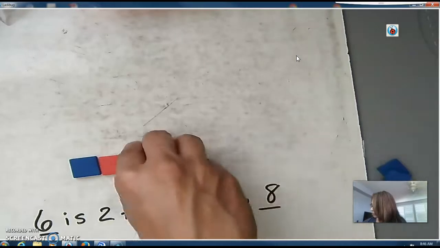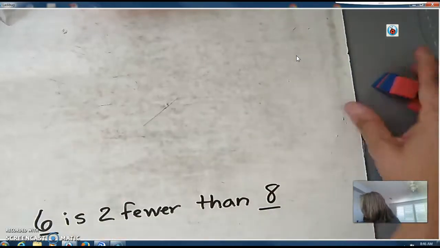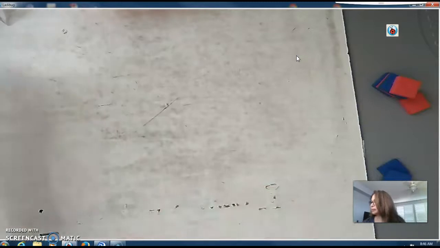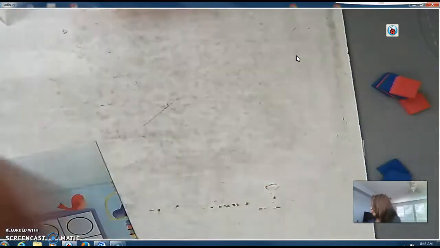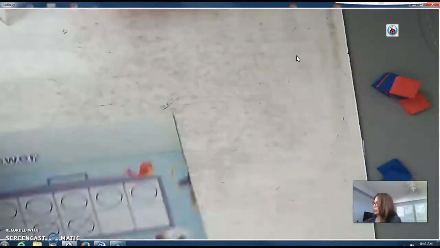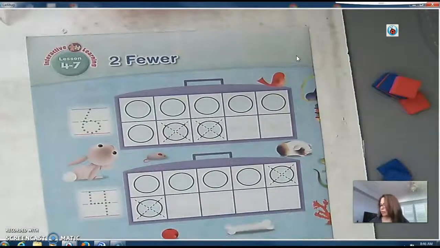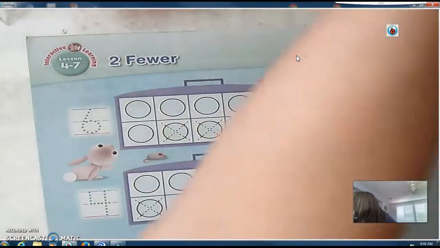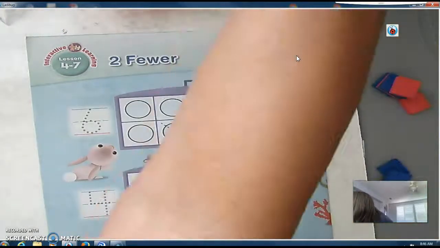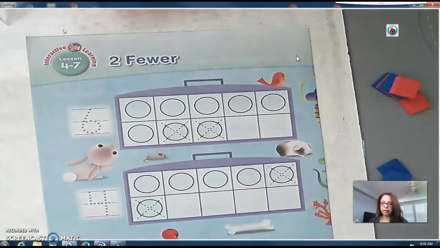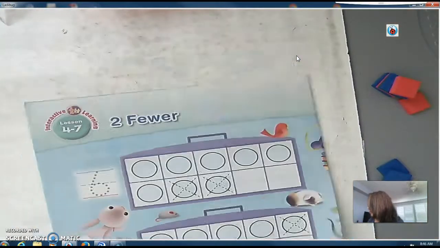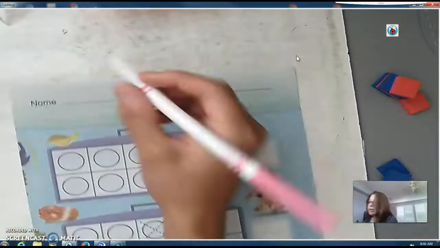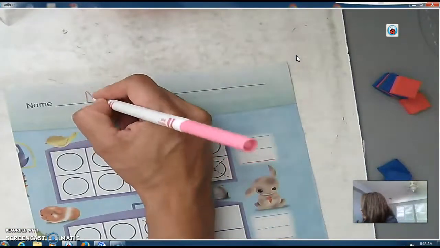All right, good practice. Let's go ahead and take out our math page. Let's erase this right here. And you're going to need 4-7 and your pencil. I'm going to use my marker so you can see it better. We're going to skip this part of the page because we already practiced this. And we're going to go ahead and write our name on this side.